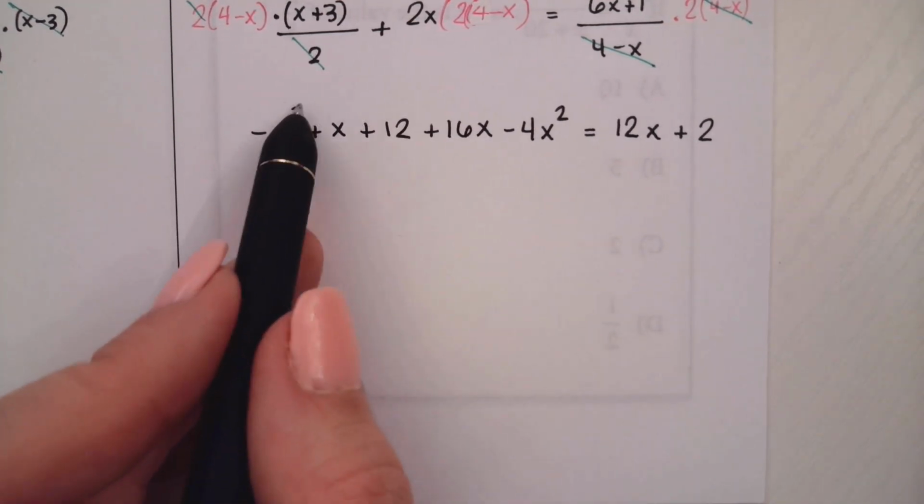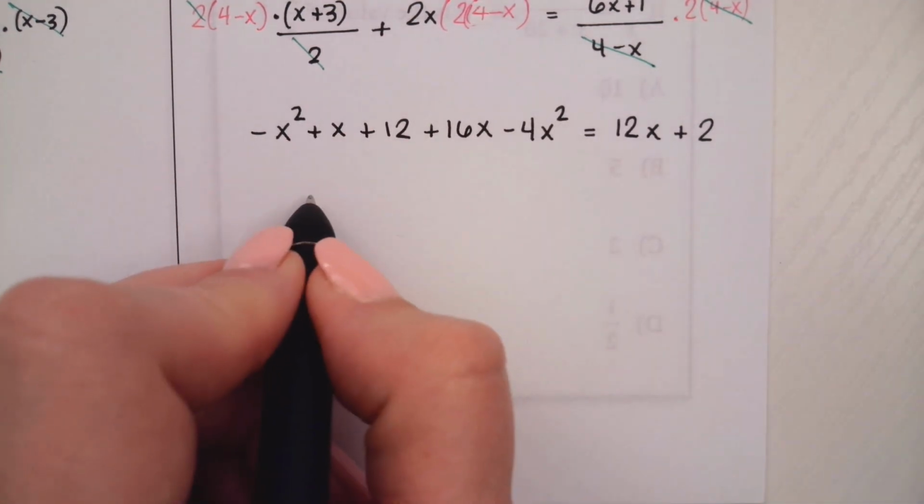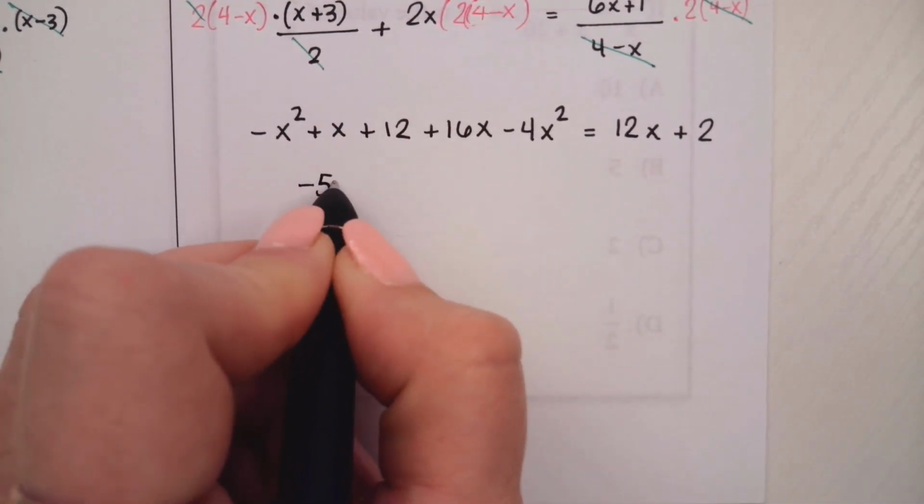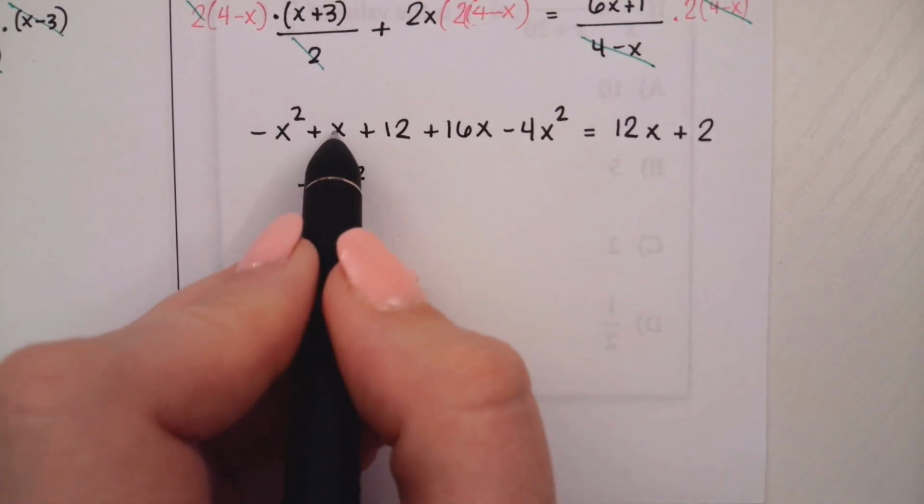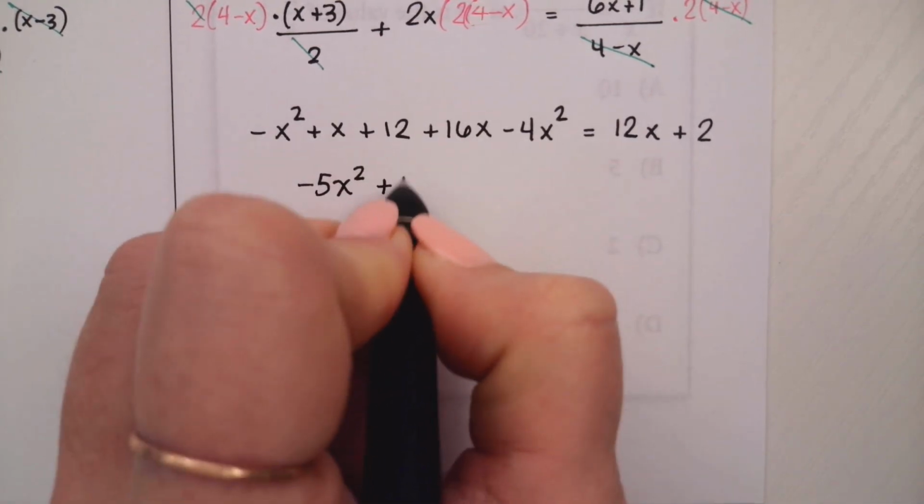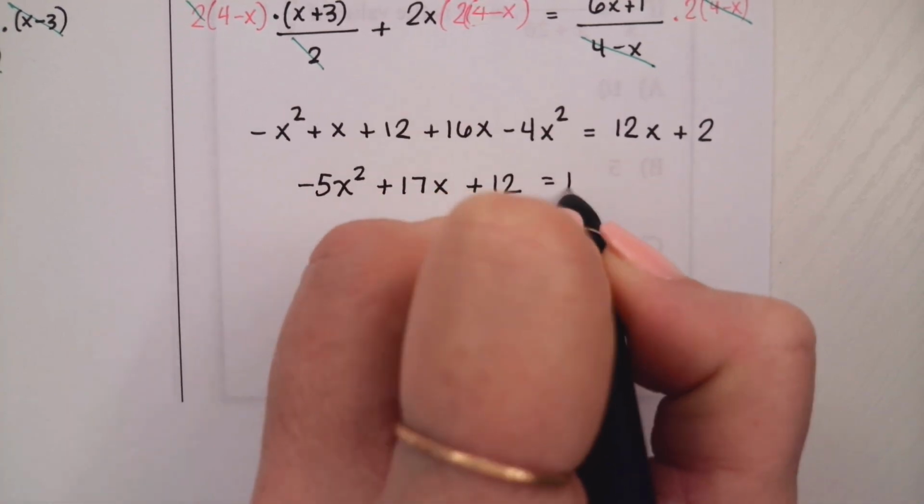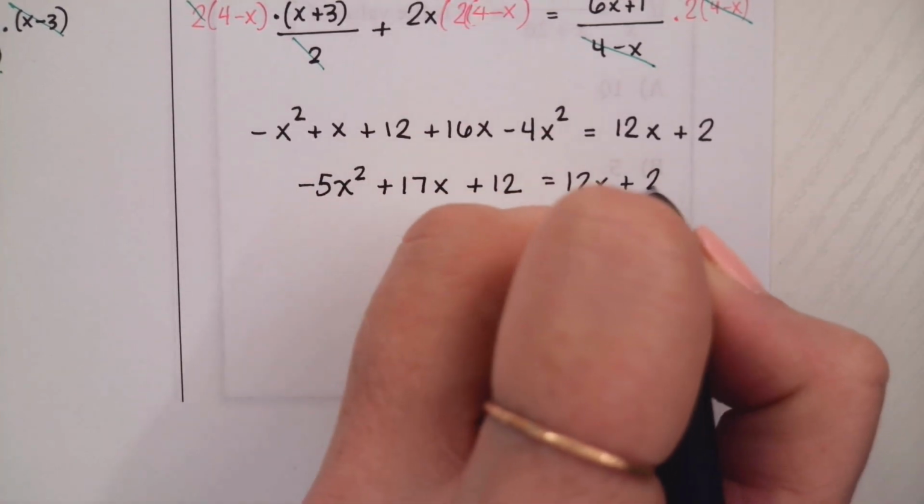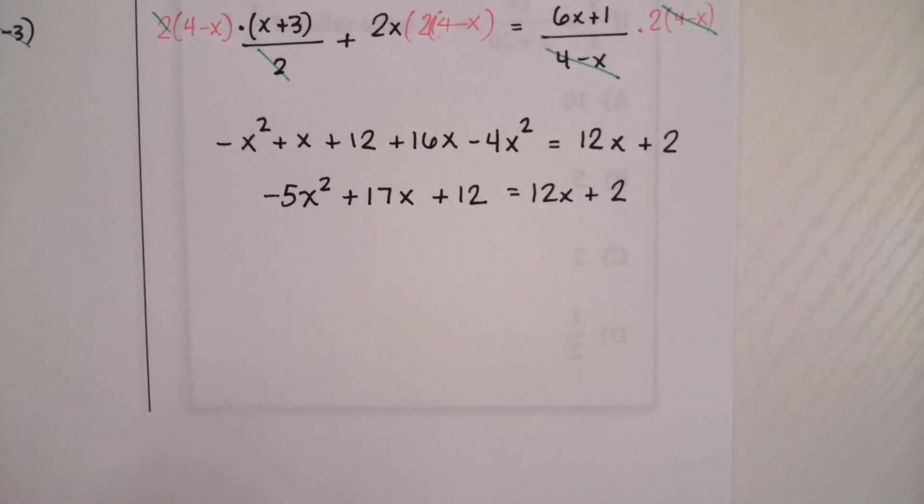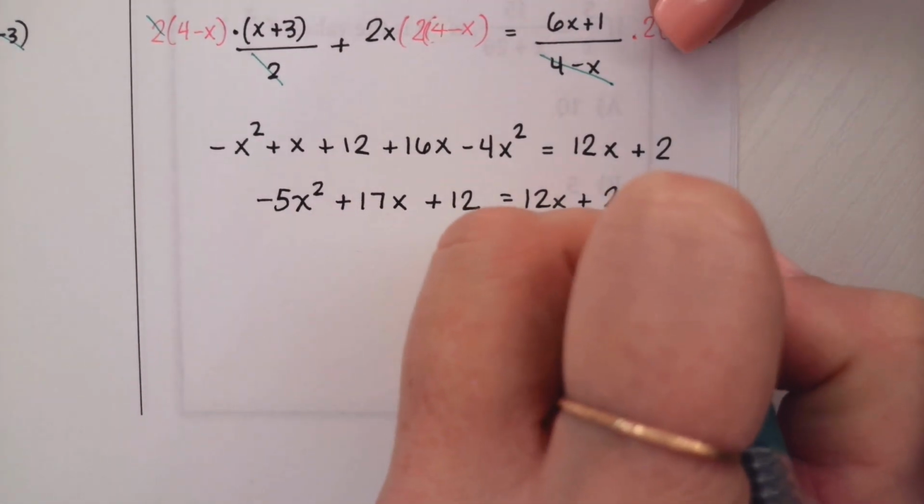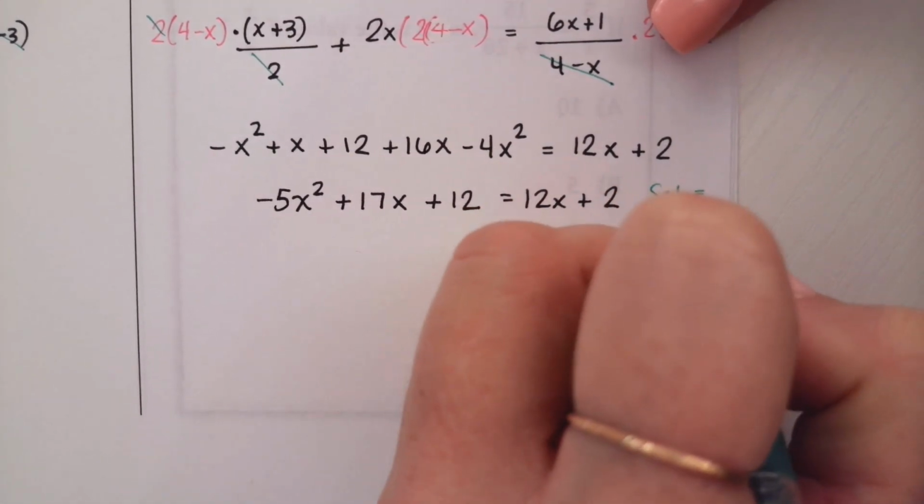Alright, let's see. We got a negative x squared minus 4x squared. That would make negative 5x squared. We got an x plus a 16x, which would make 17x plus 12 equals 12x plus 2. What does the equation need to look like in order to solve a quadratic? Yes, and we need to set it equal to 0. Set equal to 0.